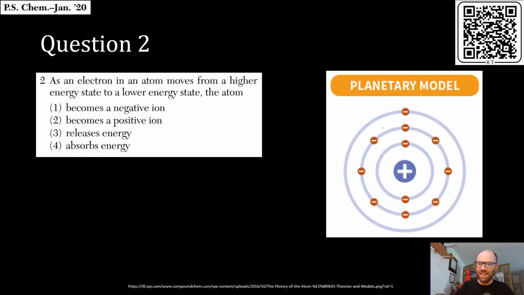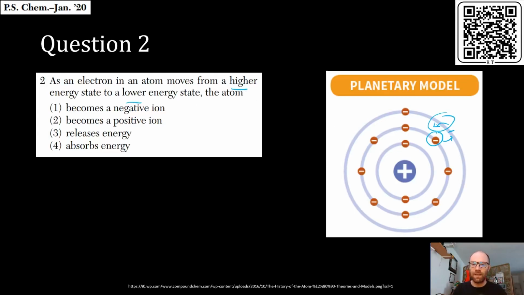Second question, same picture, thanks to Compound Chem. We're going to look at our planetary model for these electrons. If we were to take an electron and move it to a higher energy level, or move it from a higher to a lower, that's what the question's looking at here. For this question, we're looking at moving from higher to lower, so that's this one here.